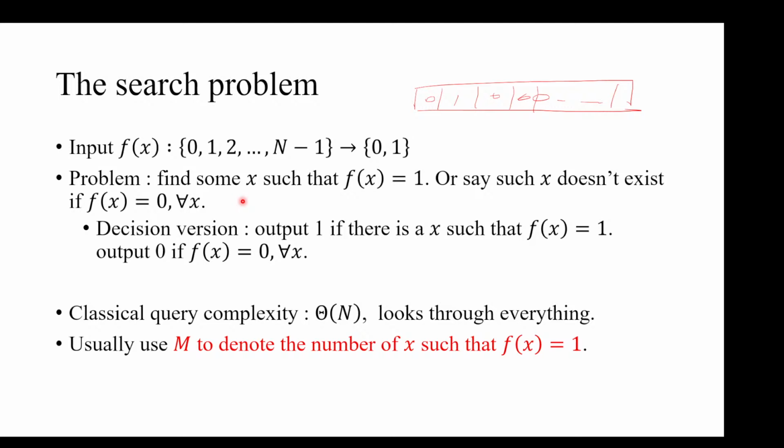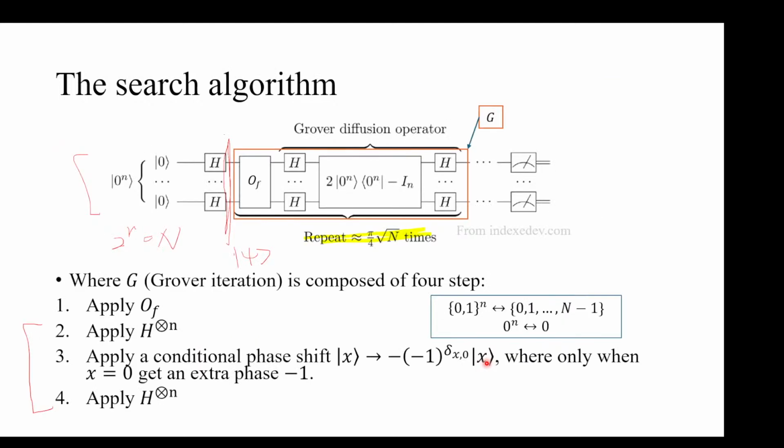And then we have this Grover search algorithm that uses order square root of N over M queries, where M is the number of x such that f of x equals 1. For simplicity, we call such x marked items. So we want to find any marked item. And the algorithm is pretty simple.